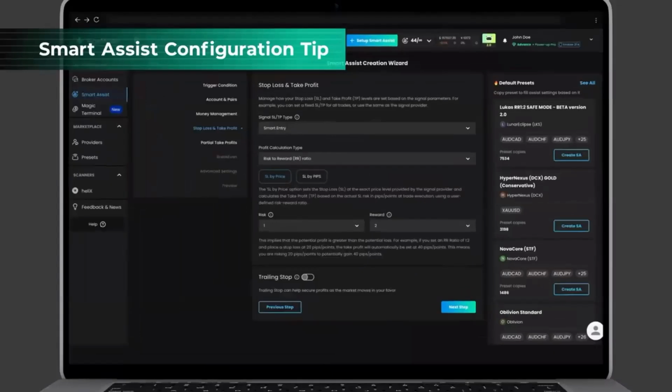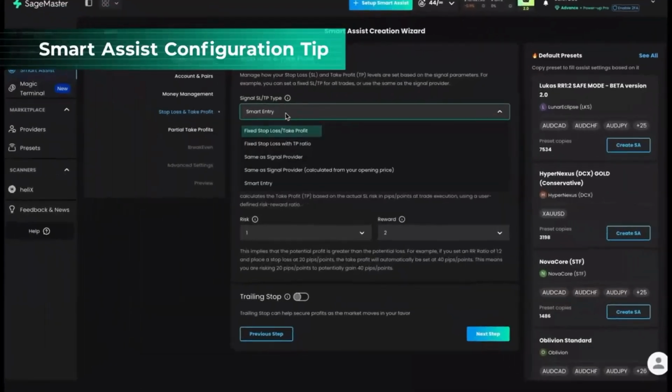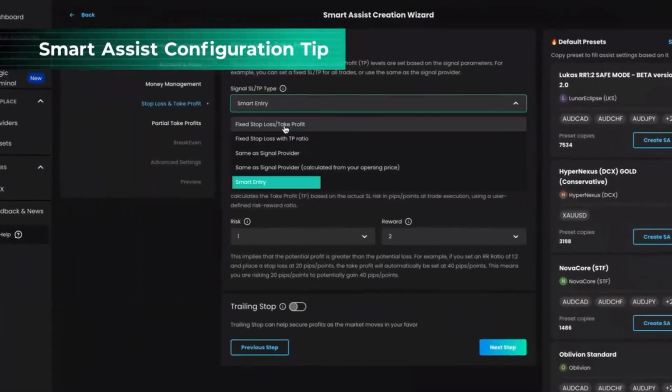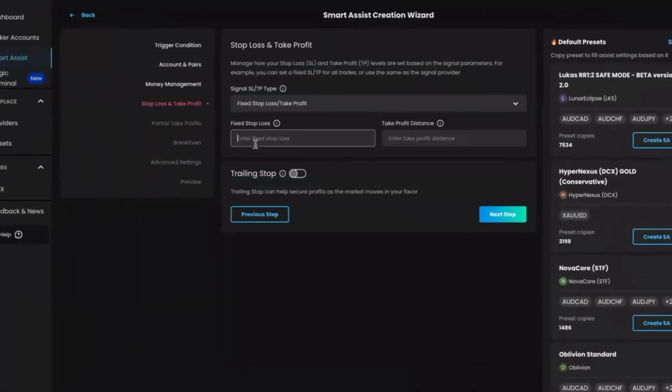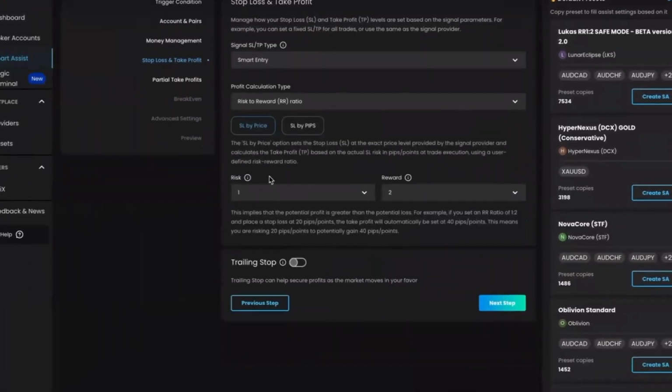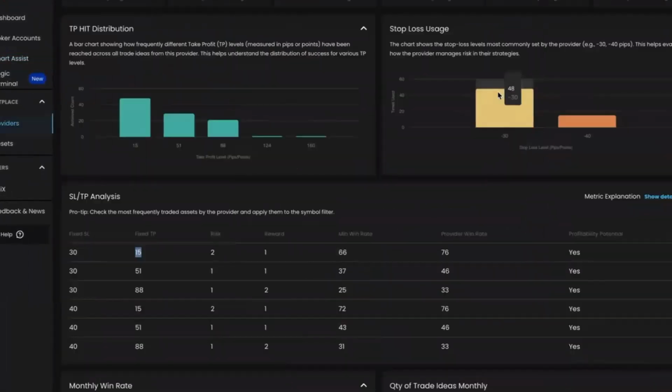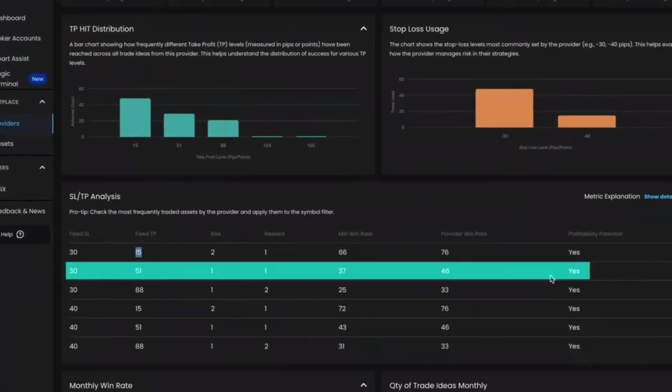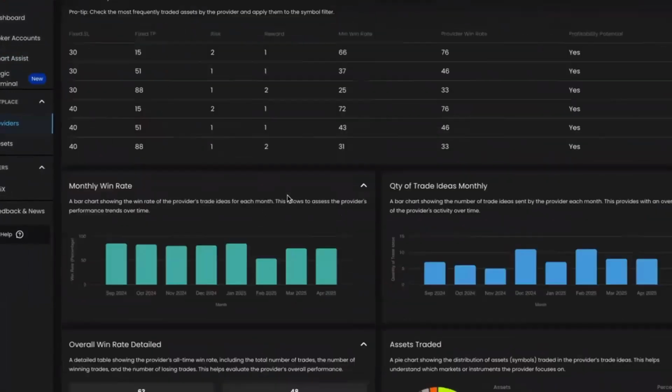You can apply these insights to Smart Assist settings using fixed SL and TP or Smart Entry. For example, you can set a 30 pip stop loss and a 15 pip take profit. With a 1:2 risk to reward ratio, your TP would be set at 60 pips based on the most frequently used 30 pip SL. The SLTP analysis table can help you explore how different configurations have performed historically in simulation, as a way to understand potential trade dynamics.